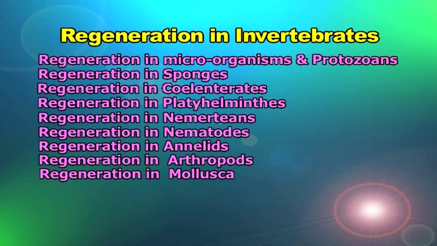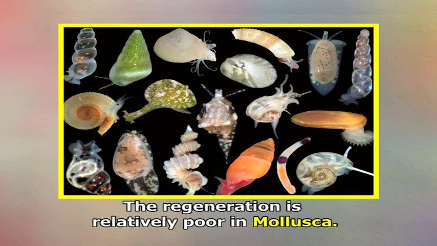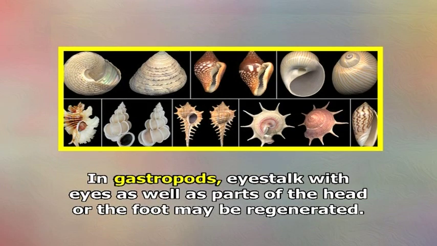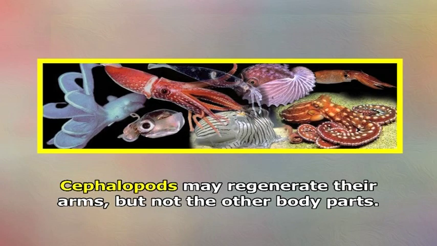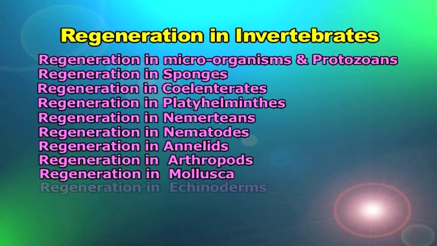Regeneration in Mollusca. The regeneration is relatively poor in Mollusca. In gastropods, eye stalk with eyes as well as parts of the head or the foot may be regenerated. Cephalopods may regenerate their arms, but not the other body parts.